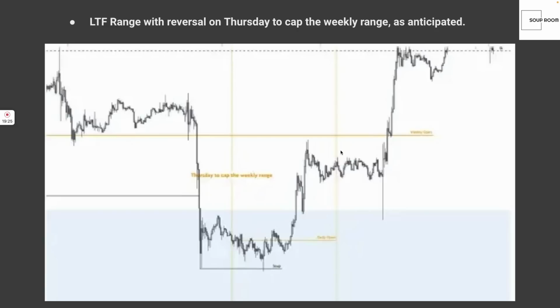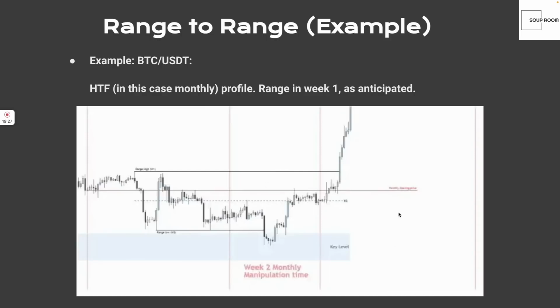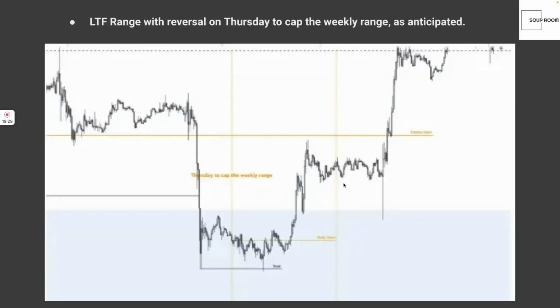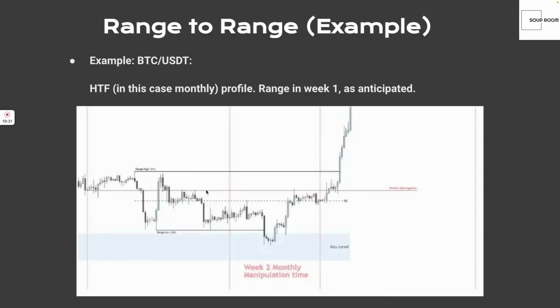Keep in mind that this is the same example as this. This is the lower time frame. This is the higher time frame. So I've said higher time frame consolidation for this entire week. Range high, range low. I told you this was the lower time frame consolidation range, which is correct.